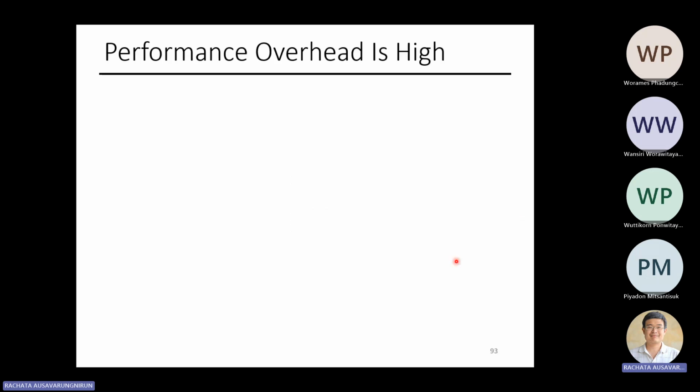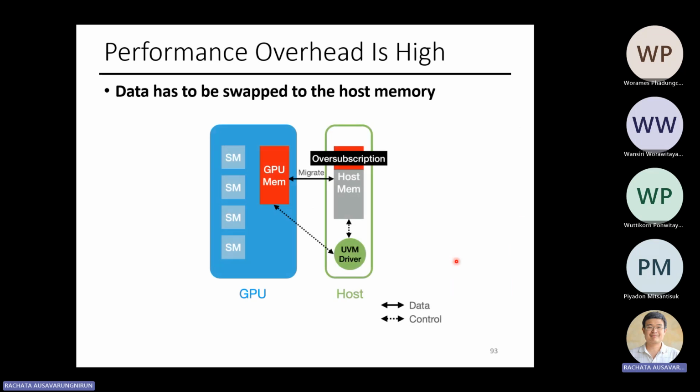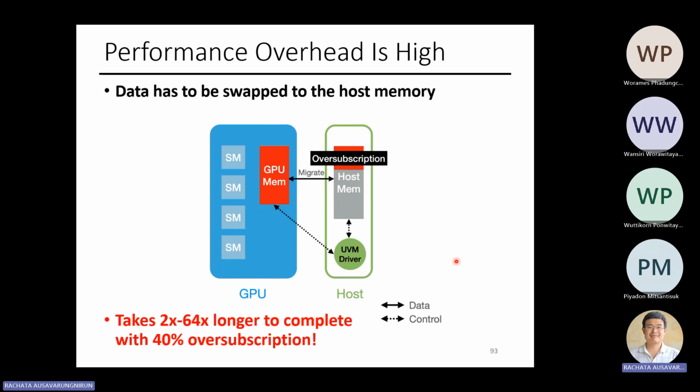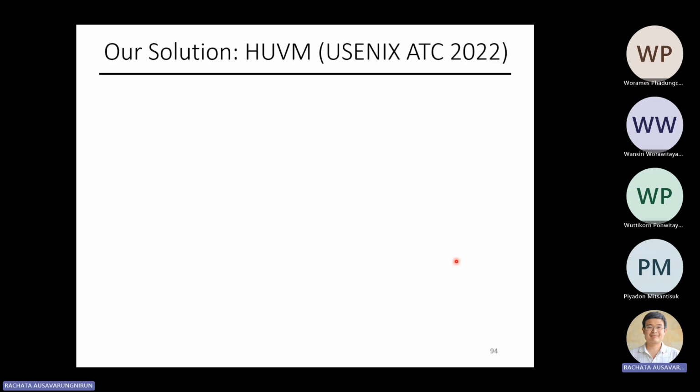But here's the problem. When you have this, the UVM driver, which is in the CPU, will actually migrate the GPU memory from the oversubscribed node into the host memory. Data has to be swapped to the host memory. Right now, there's no support to spill into your neighbor memory. And this problem leads to a huge performance slowdown because migration is slow.